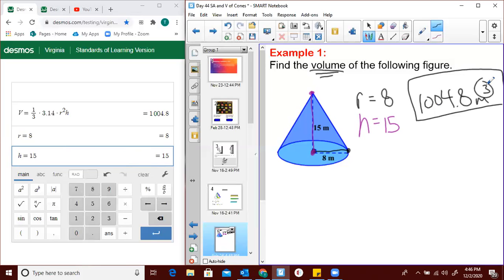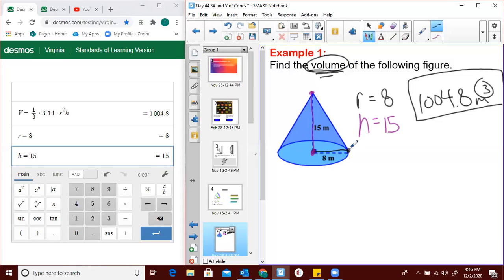Big key to point out when we get to word problems, because if it says like what's the cubic meters of this cone, you know you're looking for volume, right? Because it says cubic.